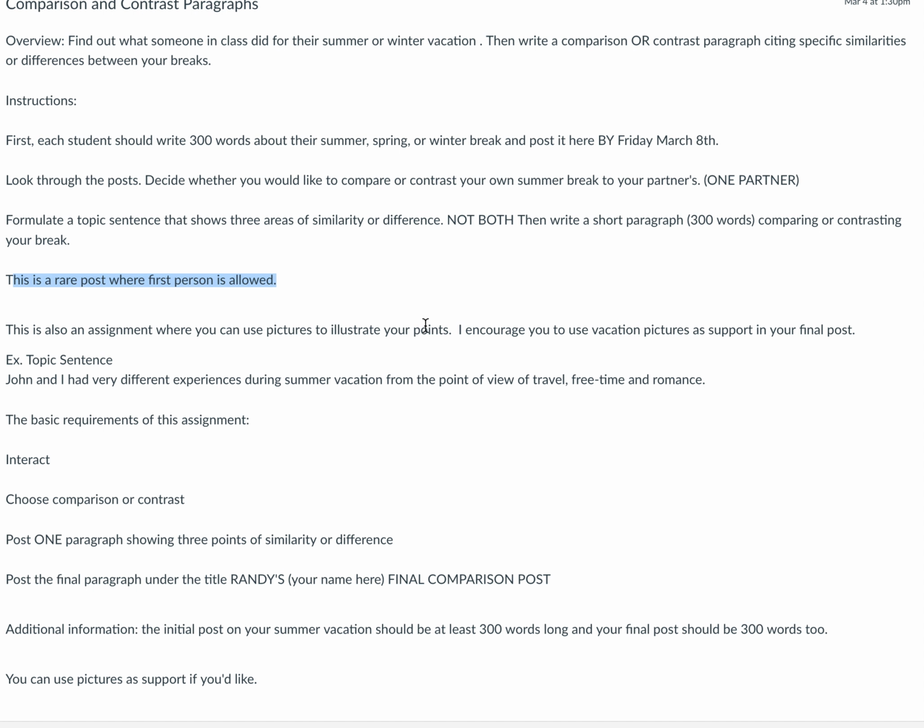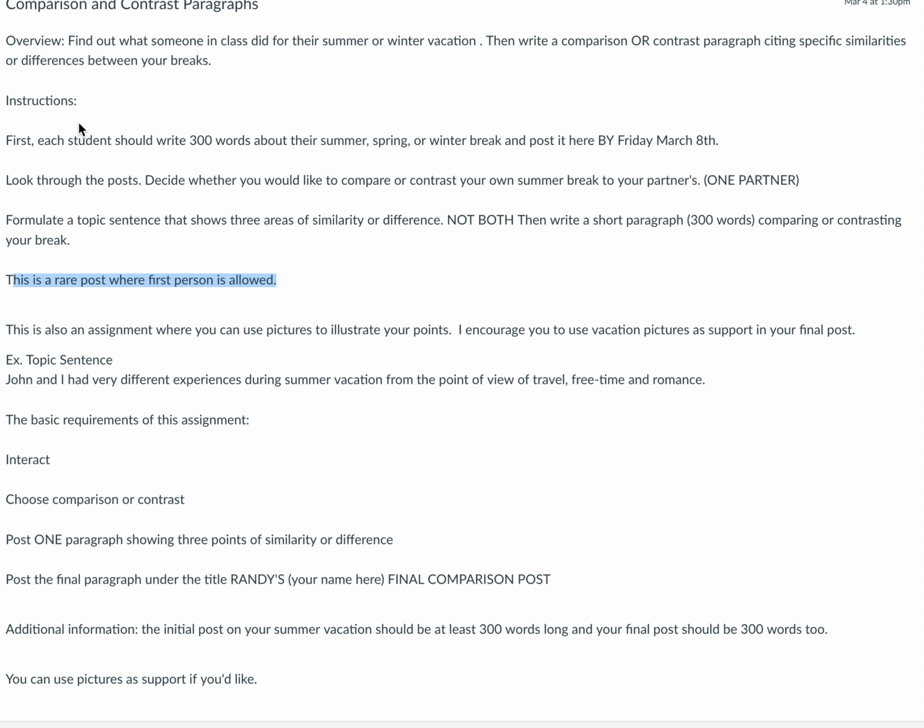You can use pictures to illustrate your points. If you have photographs, that might be nice. I encourage you to use the vacation pictures as support in your final post. Why not? Get to know each other, create a learning community. The more you know about each other and the more you care about the success of your peers, I have found the longer you stay in class because you are connected to it, and the better you do in class. It's not rocket science. It's just that you care about the outcome. And you care about the outcome more if you're hooked in through other people and your desire to see them succeed as well. So please consider getting to know these people as well, just a little bit.